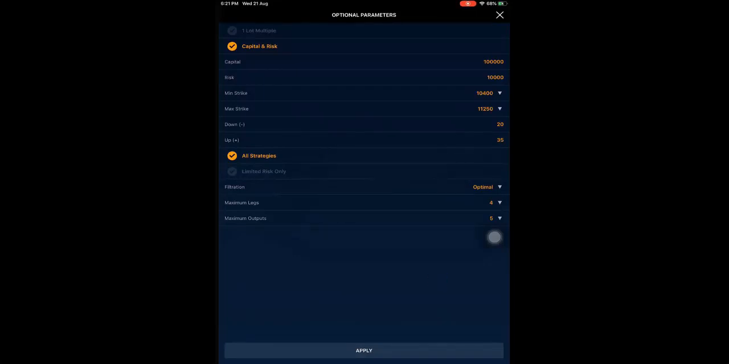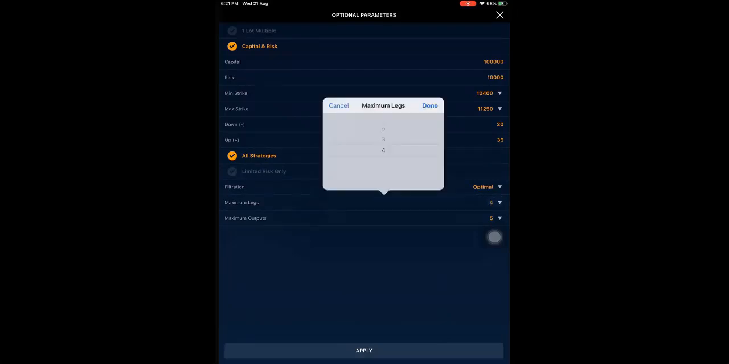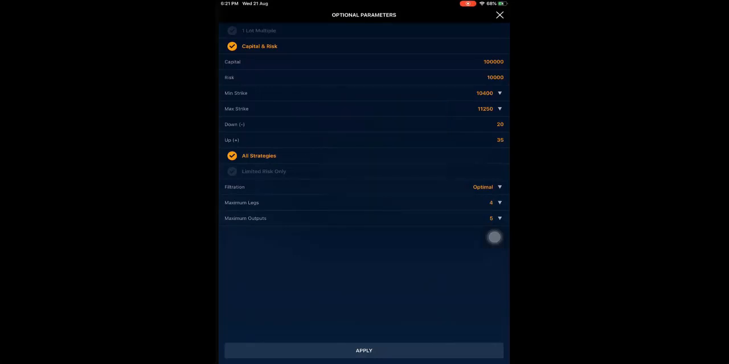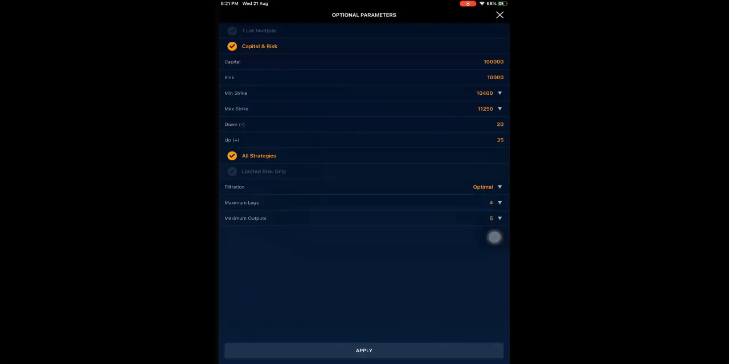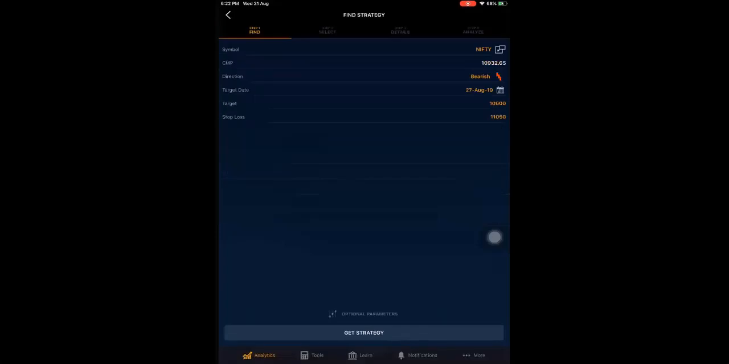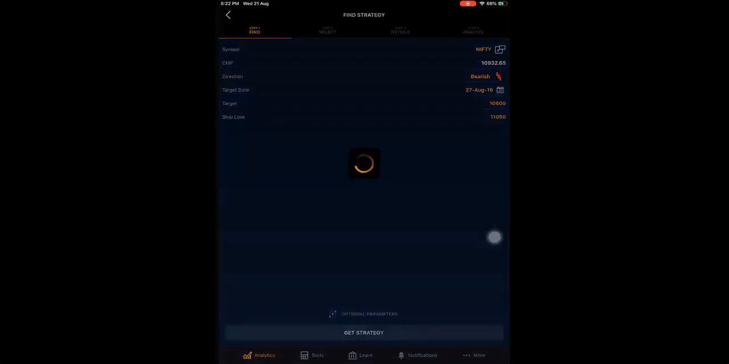Next comes the maximum legs. We have maximum legs as 4 by default. You can change it to 1, 2, 3 and 4. Actually, it is not required, but even if you want to, you can do it. And the maximum output we have given is 5, so you will get the top 5 optimal strategies. You can reduce it to 1, 2, 3, whatever you want. For the rest of the settings, we don't need to change much on the filtration, maximum legs or maximum output. Once we are done, we just apply and say get strategy.